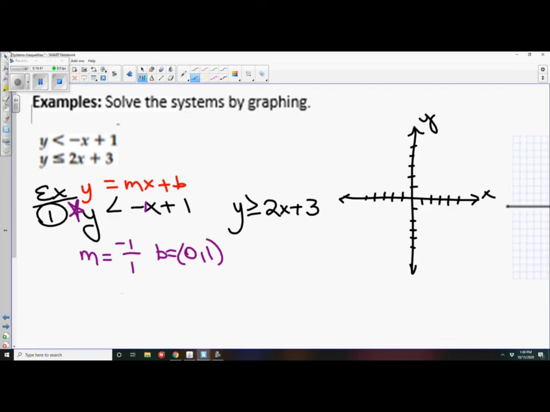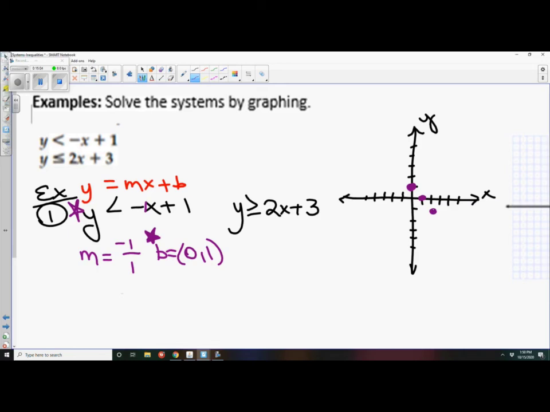Alrighty, to graph them, we begin with b. So where does b send me in my coordinate plane? You got it, 0, then up 1. And now my slope is negative 1 over 1. So where does that send me? You got down 1, right 1, down 1, right 1, down 1, right 1. As many as you want to make.